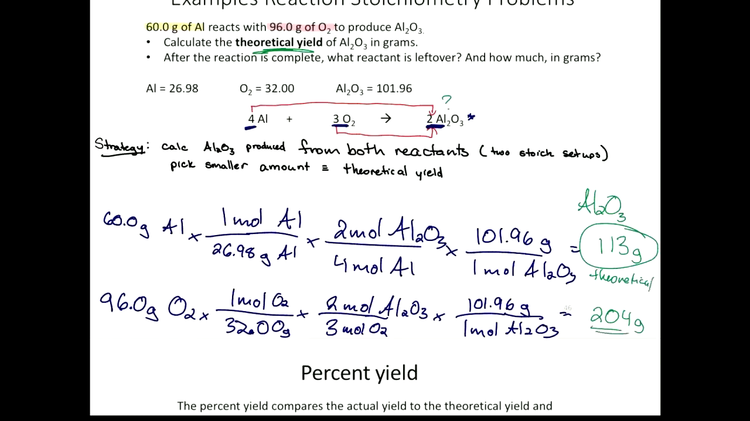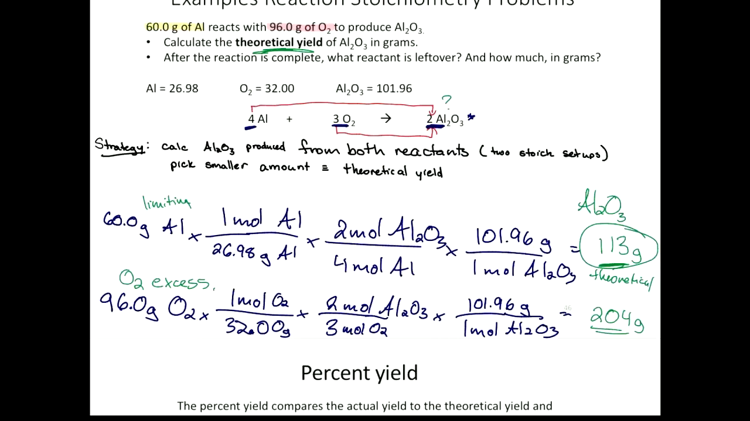Does that 204 number mean anything to us? No, it doesn't. It doesn't mean anything to us. We assumed that all of the oxygen, if that reacted, that's how much product we would make. But in this case, will all the oxygen react? No, it won't. So that number really is meaningless to us here. But what that does indicate to us is that O2 is an excess in this example, where aluminum is our limiting reactant, and then this 113 grams, that is our theoretical yield because it's dictated by our limiting reactant.